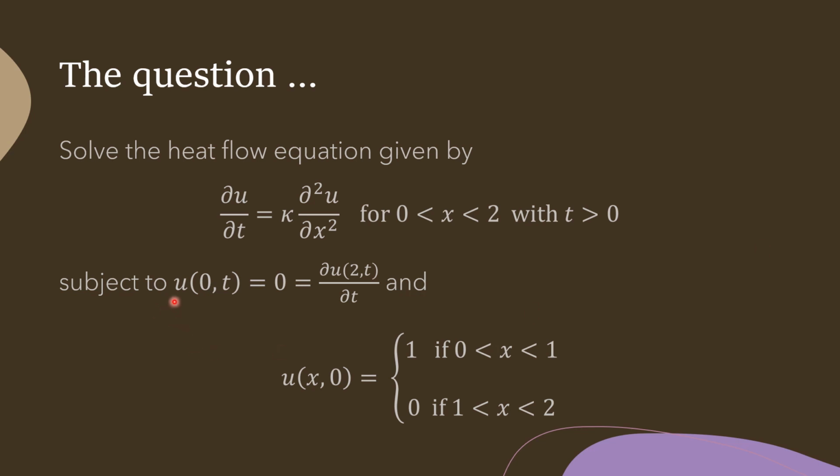So you have u, where u represents the temperature at x equals 0 and time t, and this is going to be equal to 0. And then you have another expression here, which is the derivative of u at x equals 2. So this is also going to be equal to 0. And then they give you another condition, that is u(x, t=0) is given by 1 or 0, depending on the region of x. Okay, so those who have not attempted this question, you can pause the video first and try to solve it before you proceed to the answer.